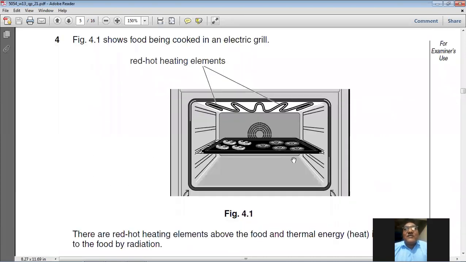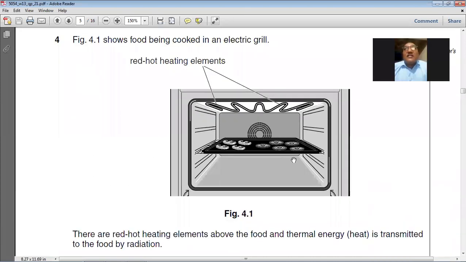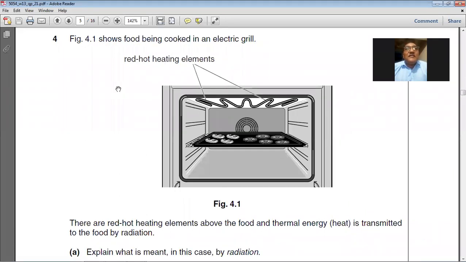Here we go. They say figure 4.1 shows food being cooked in an electric grill. So here in this diagram, you can see we have red hot heating elements. They are here. And the food is below the grills or heating elements.